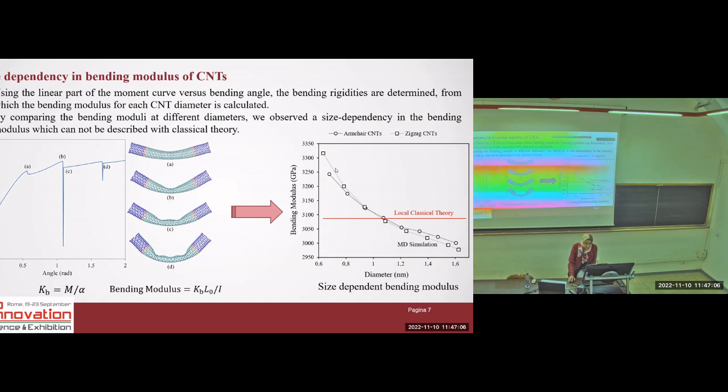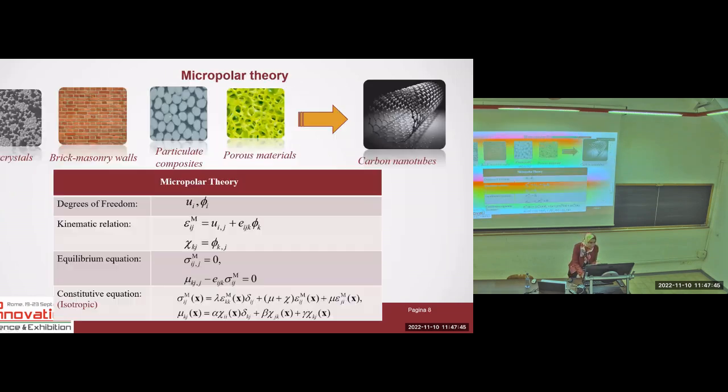But here you could see the bending modulus for different diameters, and you could see that the bending modulus differs with diameter. But this cannot be described by local classical theory, because in local classical theory we consider a shell made of a material. It can have different diameters, but the bending modulus, which is something like the Young's modulus but in bending, the flexural Young modulus, shouldn't change with different diameter, but here we have the change. So we thought that we cannot describe this with classical theories.